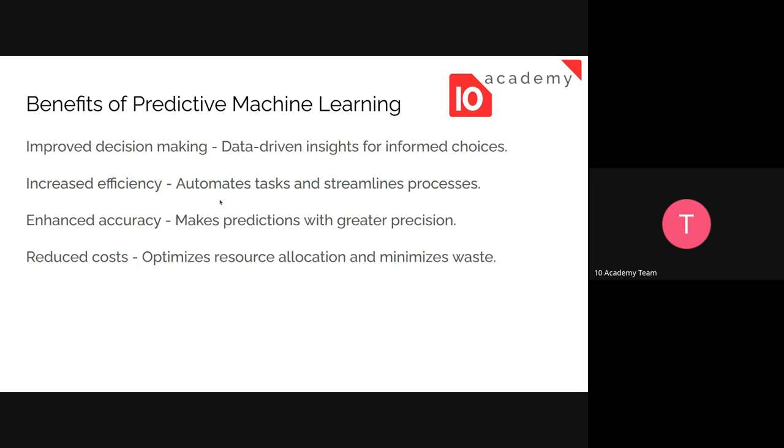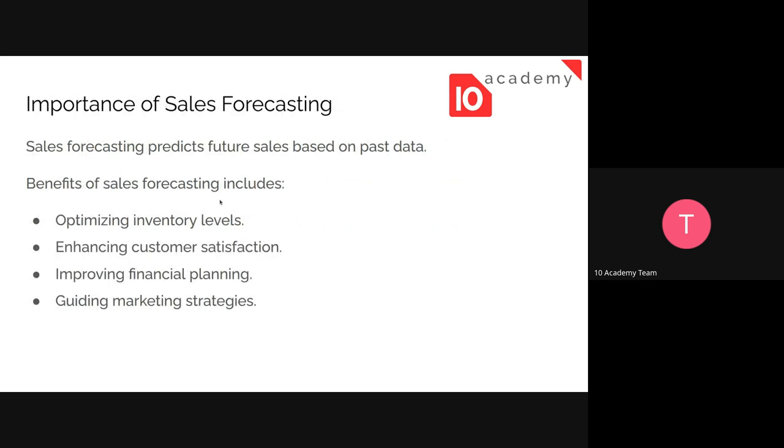Like transport, people go to the south, right? So we can allocate more resources to that part so that we can serve more people. For sales forecast, we can negotiate with low inventory levels, and optimize.